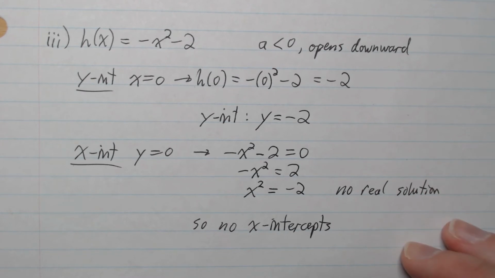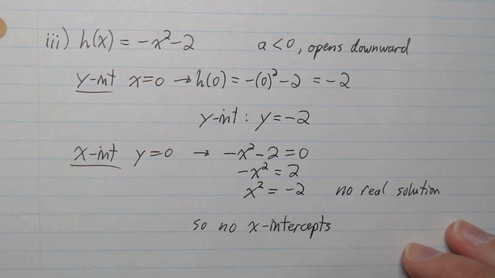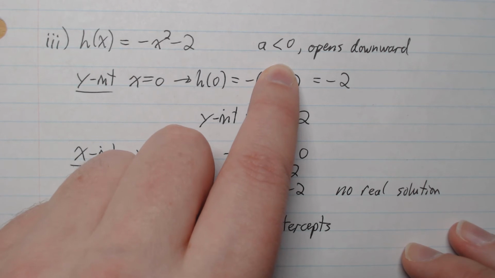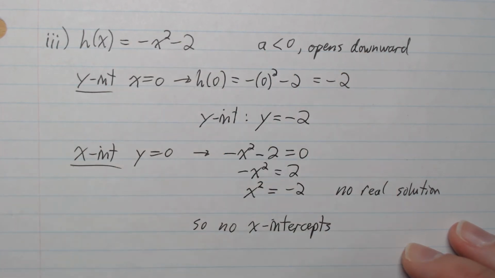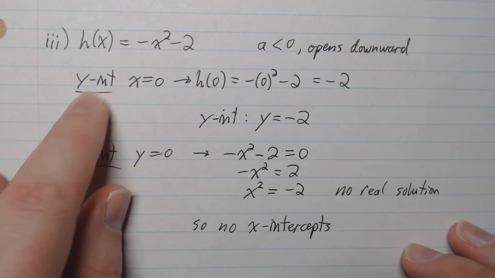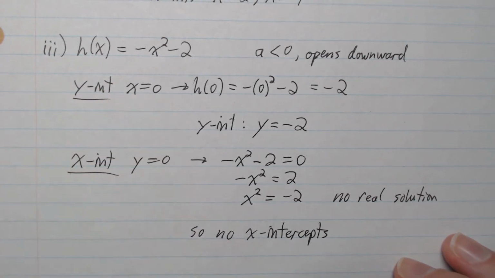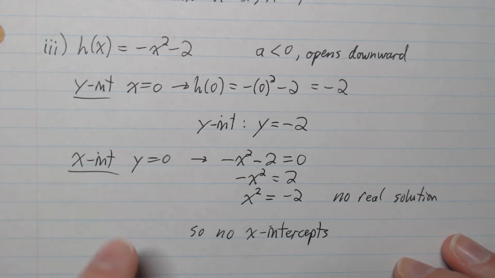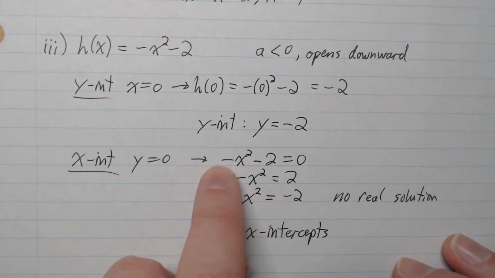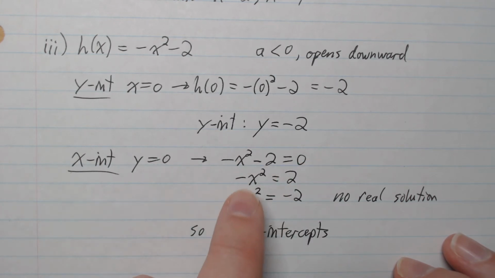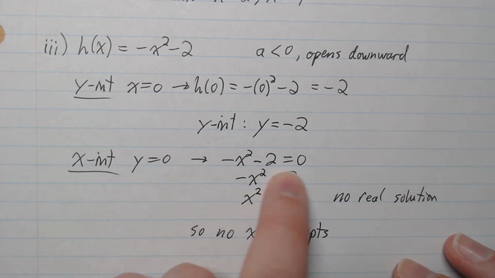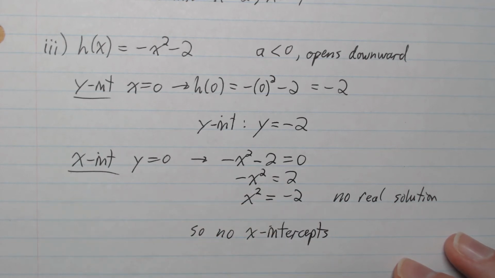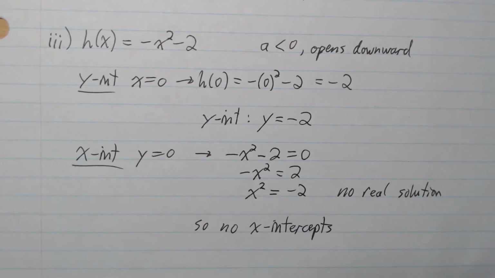Okay, number 3, h of x equals -x squared minus 2. We notice that a is less than 0, therefore it opens downward, right? So downward like this. Y-intercept occurs when x equals 0. Plug that in, we get y equals -2. X-intercept, y equals 0, so we set the function equals 0 like that. And so we get -x squared equals 2, so x squared equals -2. This has no real solution, right? If you square root both sides, you square root a negative. You can't have that. So there are no x-intercepts.